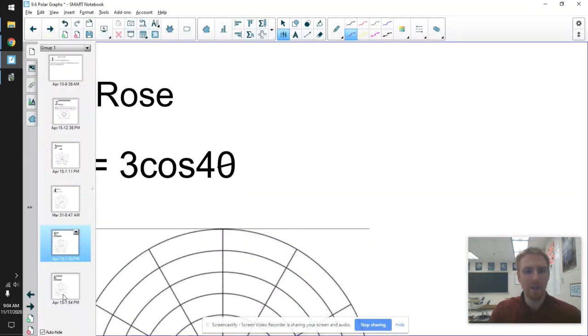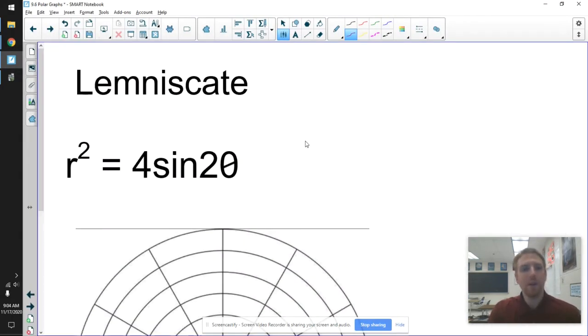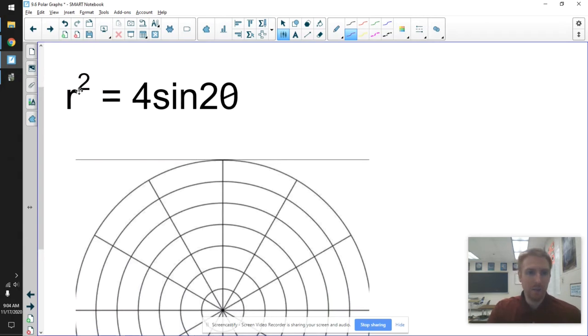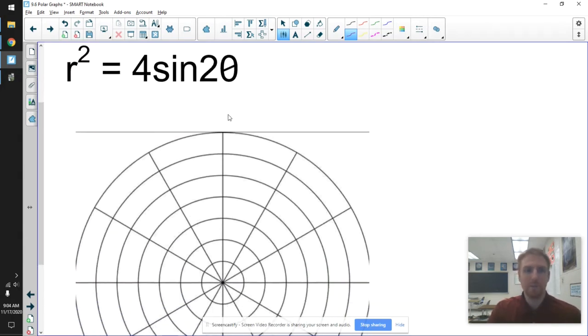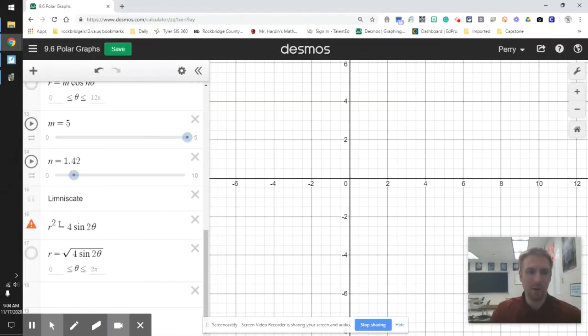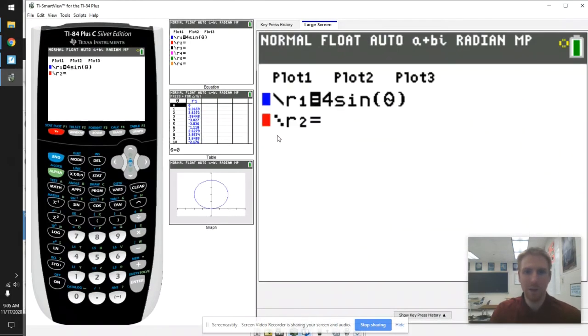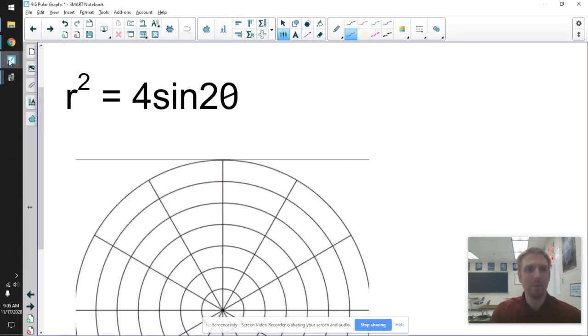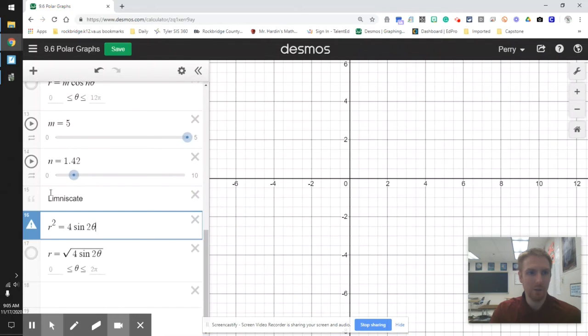Finally, the last thing is the lemniscate, and that's kind of set off because it's r squared. Now, when I go to graph that, the same thing's going to happen in your calculator, it doesn't like r squared. If you pull up your calculator, it's going to have just r. It doesn't have a place to put r squared. So you have to take the square root, and that's what I did over here.